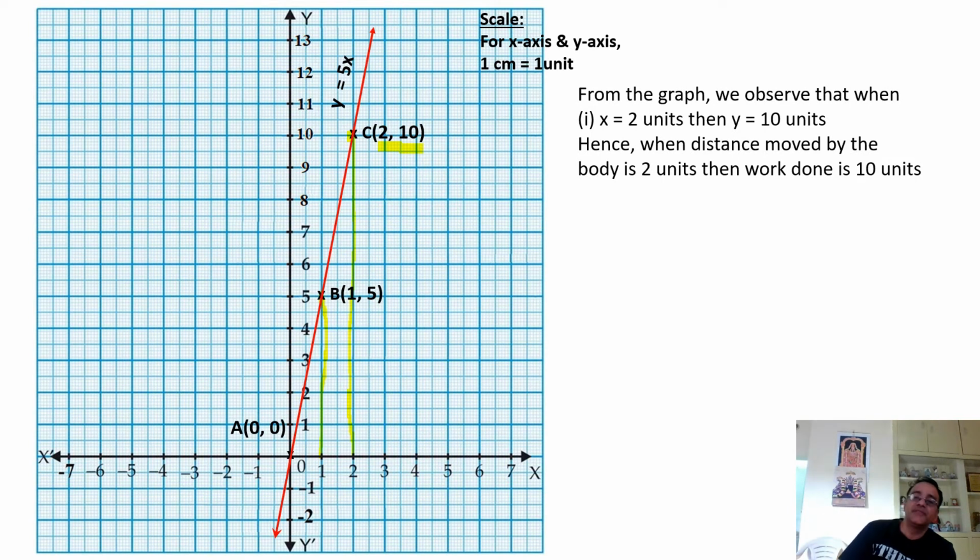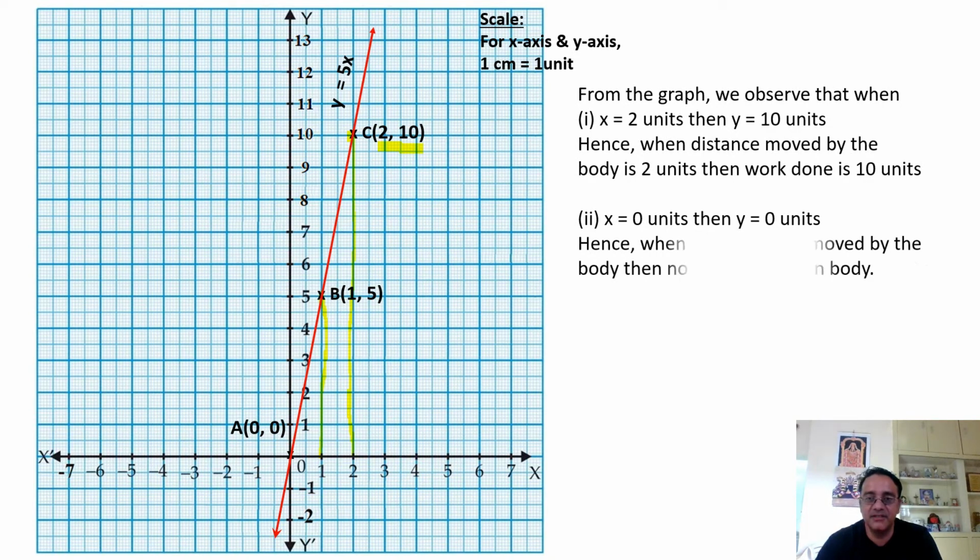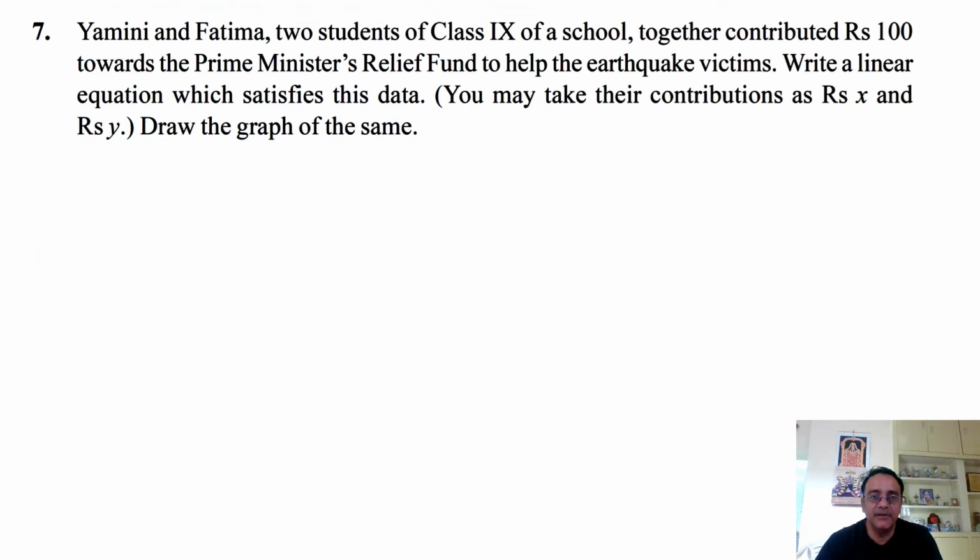So distance दिया हुआ है and force we have taken constant, that is 5, right. Now next is when x is equals to 0, from the graph 0 0 point is there, so x is equals to 0 units, then y is equals to 0 units. That means when no distance is moved by the body, then no work is done on body. Okay, so this is the question number 6. Now we move towards the question number 7.